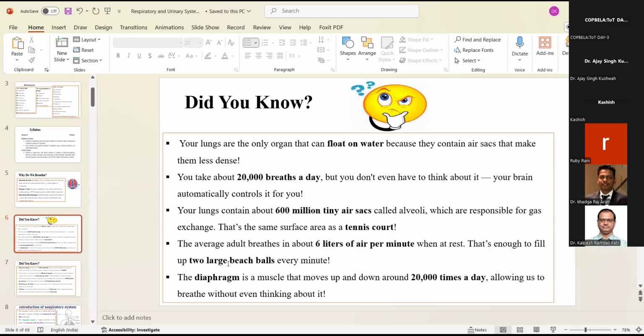Third fun fact is that our lungs contain around 600 million tiny air sacs known as alveoli, which are responsible for the exchange of gases in our lungs. The average adult breathes about 6 liters of air per minute, enough to fill two large balls every minute. So these are some fun facts.